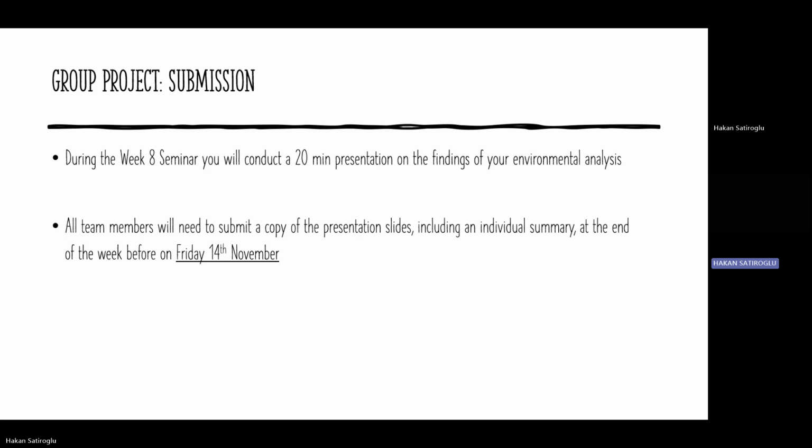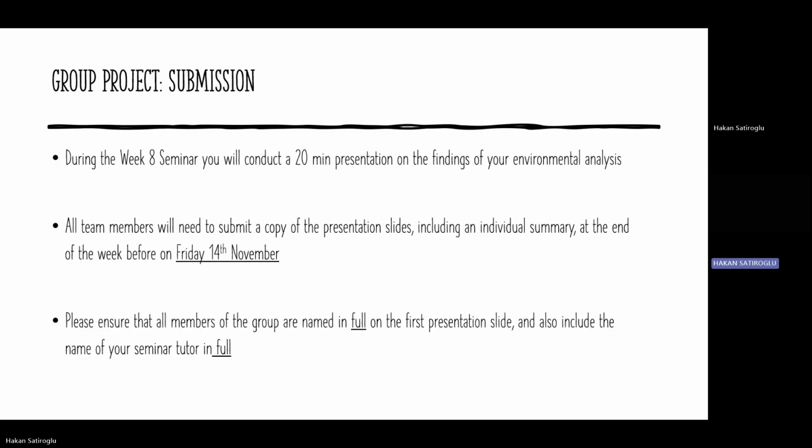And group presentation, group project submission is in the week 8 seminar. You will conduct a 20 minute presentation on findings on environmental analysis. All team members will need to submit a copy of the presentation slides, including individual summary, at the end of the week, Friday, 14 November. Please make sure you have your name on the first presentation slide.